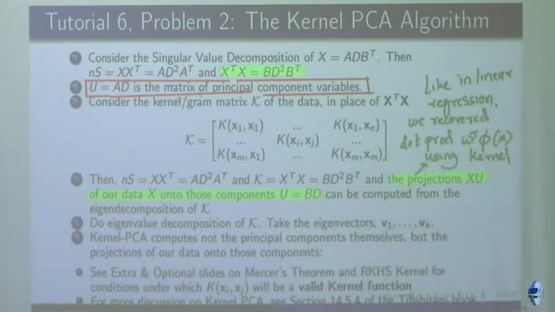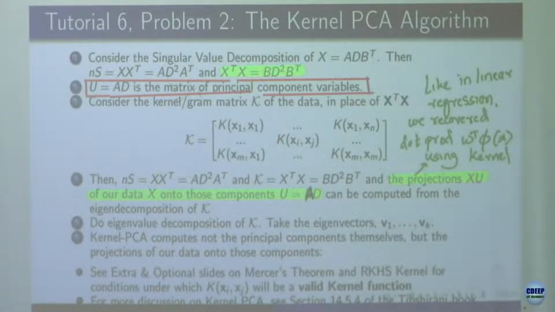Similarly, the projections XU of the data X into the principal component space U can be, I made a small mistake here, so this is AD, right? So the projections XU of our data into those components U equals AD can be computed using the Eigen decomposition of the kernel matrix. This is the key idea. So kernel PCA doesn't compute the principal components, it computes the projections of the data into the principal components, and that is the key. Then I'll leave it to you to work out the details in the tutorial, problem 2.